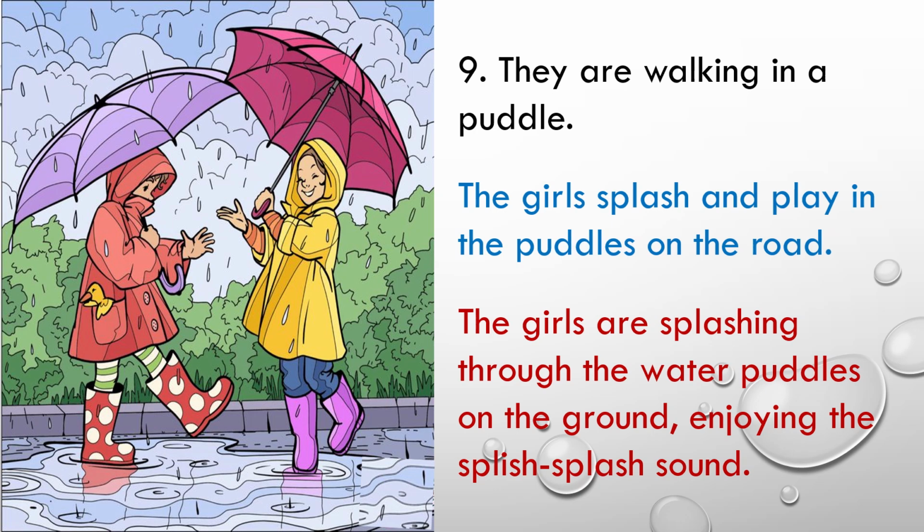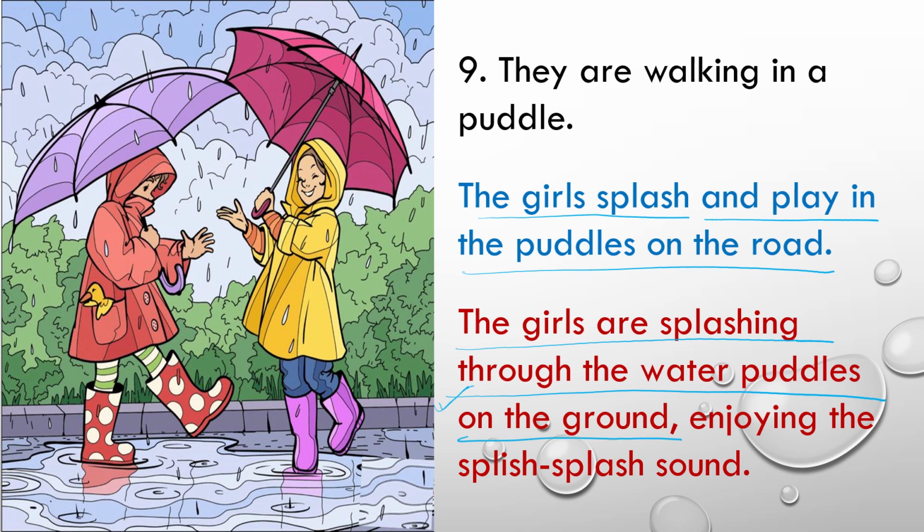Next is they are walking in a puddle. Simple line because we can see. Now adding the details, what you can write, the girls splash and play in the puddles on the road. Adding more detail. Again, the girls are splashing through the water puddles on the ground, enjoying the splish splash sound. So this is a rich vocabulary that enhances your writing. So this is the rich vocabulary that you can also use for your writing.